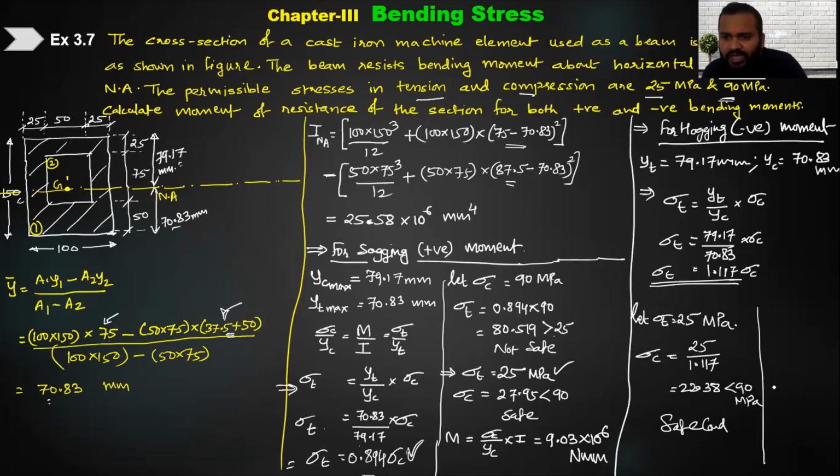If this is a safe condition, then now you calculate the moment. The moment can be, you can write anything, sigma t upon yt into I or sigma c upon yc. Write whatever you want. The same value will come. How much will the answer be?